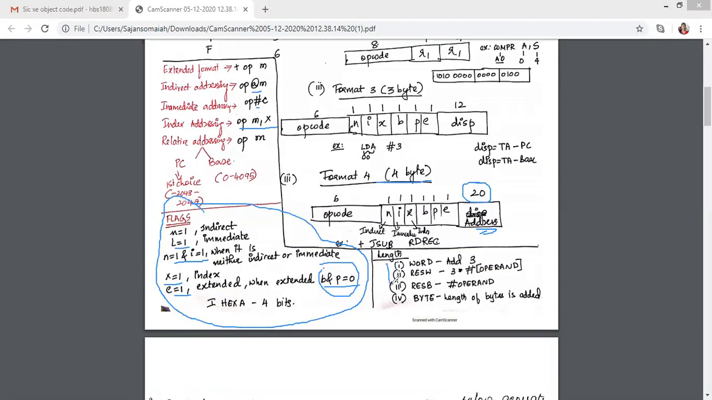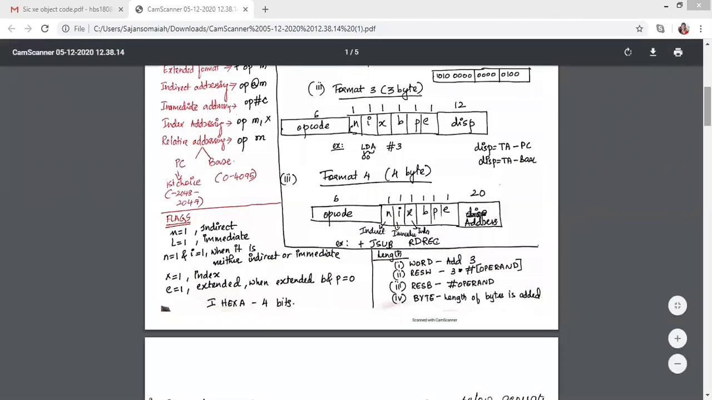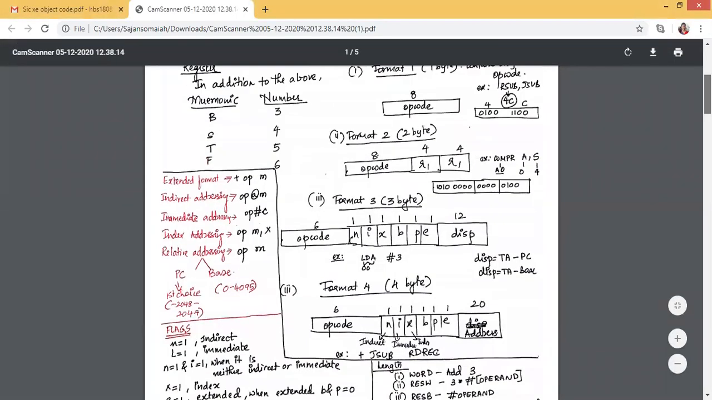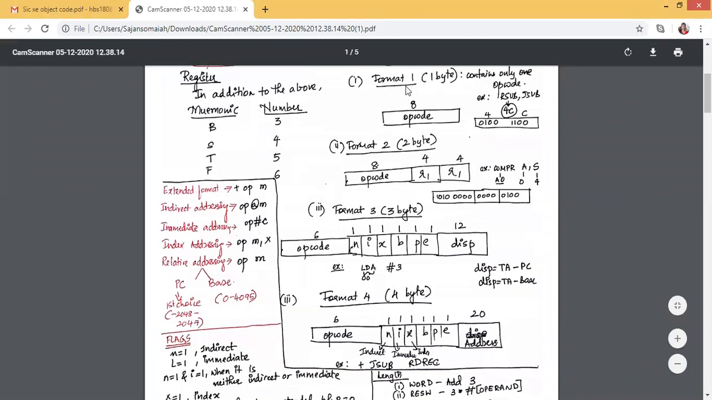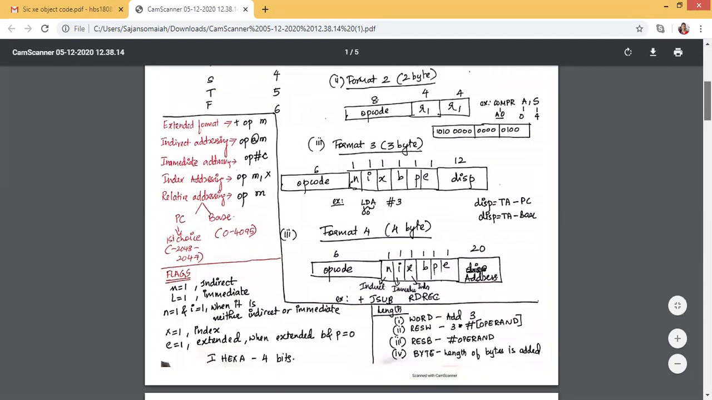One more thing here. If you remember in SIC object code, I had told you to calculate the length of each of the instructions, right? So now you know that if you have a format 1, wait, let me show. See here. If you have a format 1, then the length of the instruction is 1. If you have this kind, then the length is 2. If you have this, the length is 3. If you have this, the length is 4. That is how you decide.